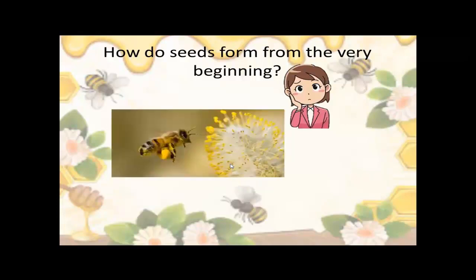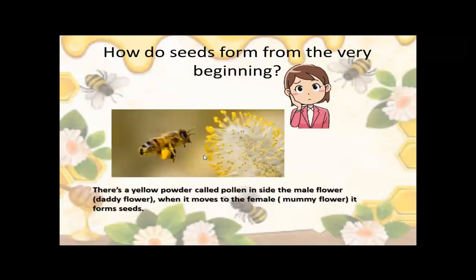Haven't you ever seen this yellow powder, yellow sticky powder inside the flower? This yellow powder, which is inside the flower, is called the pollen. Do all of the flowers have this yellow powder? Of course not. Also in flowers we have boys and girls. We have daddy flower and mommy flower.